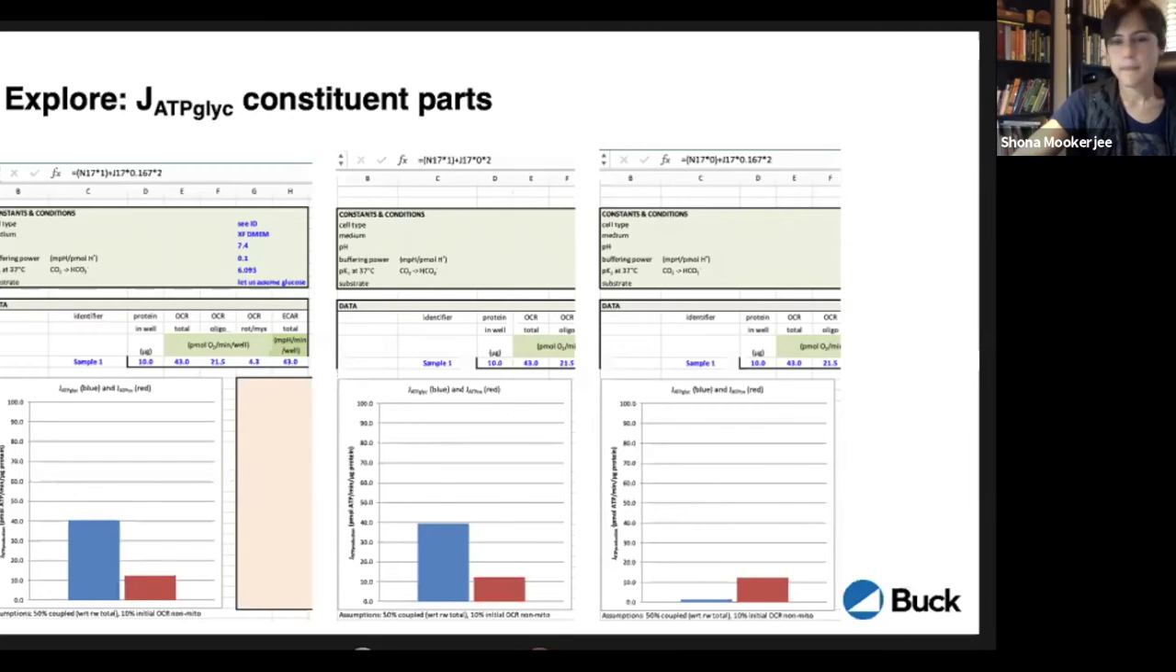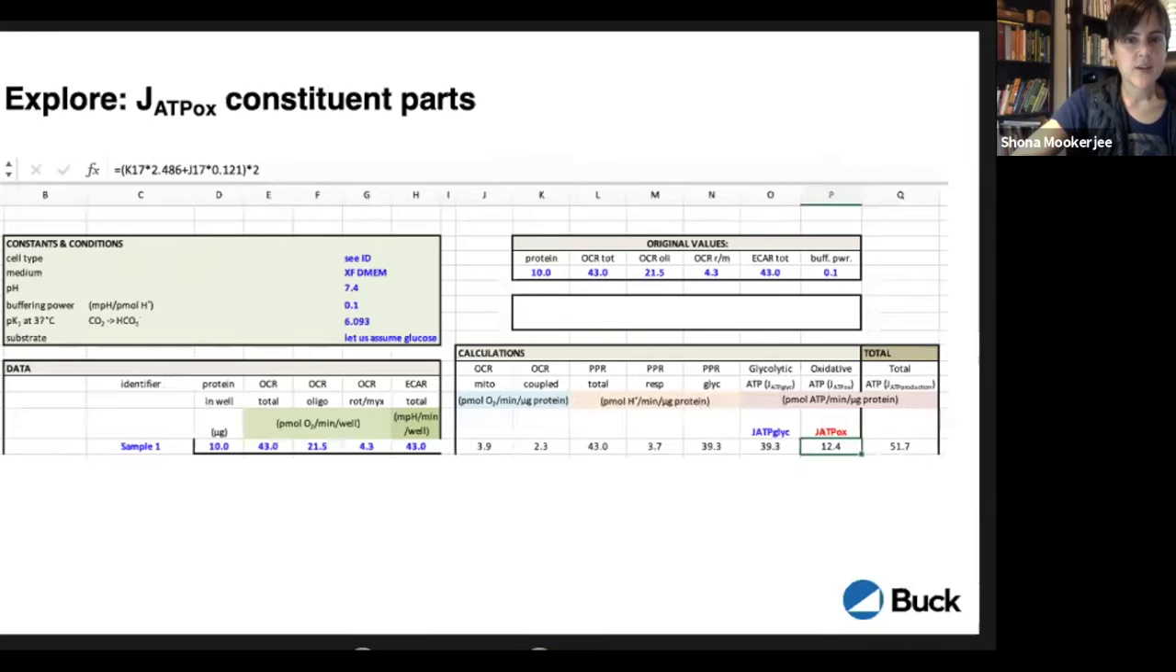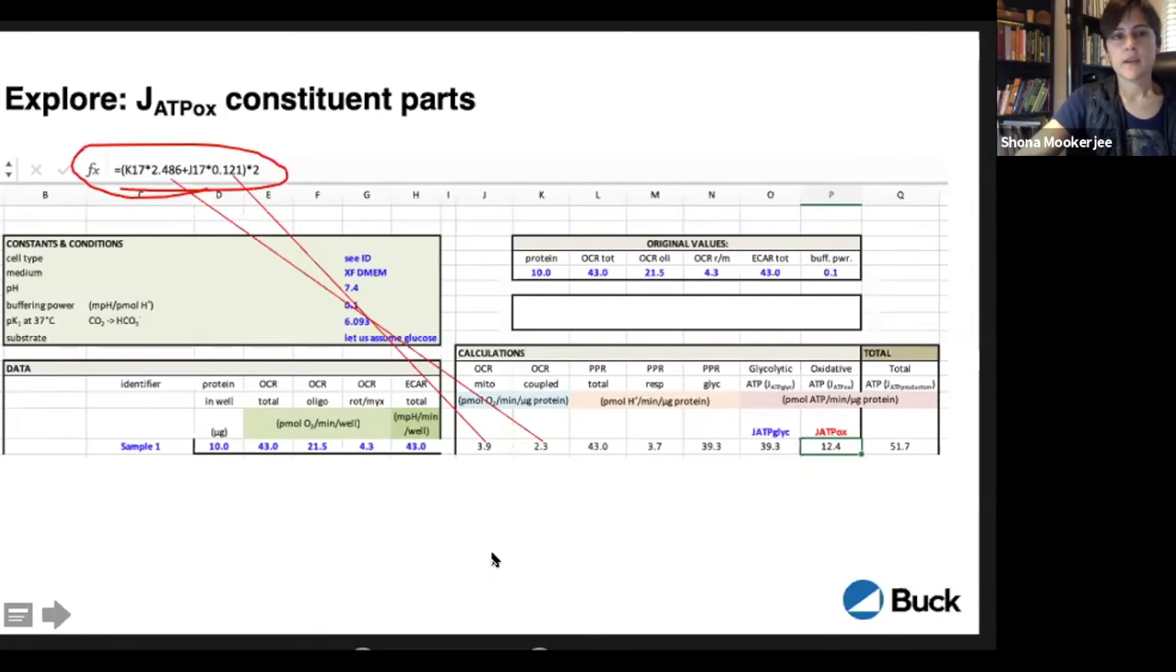Okay, I've got half an hour left. So let's go ahead and run the same scrutiny of exploration on the respiratory, the oxidative ATP production constituents. Please go ahead and highlight cell P17. Its formula should pop up in the window above. And we see a very similar structure here, right? Like we mentioned before, there are two constituent parts of oxidative ATP production. Those are the ATP production that occurs at the ATP synthase, so the coupled respiration rate multiplied by the P to O ratio for the ATP synthase.